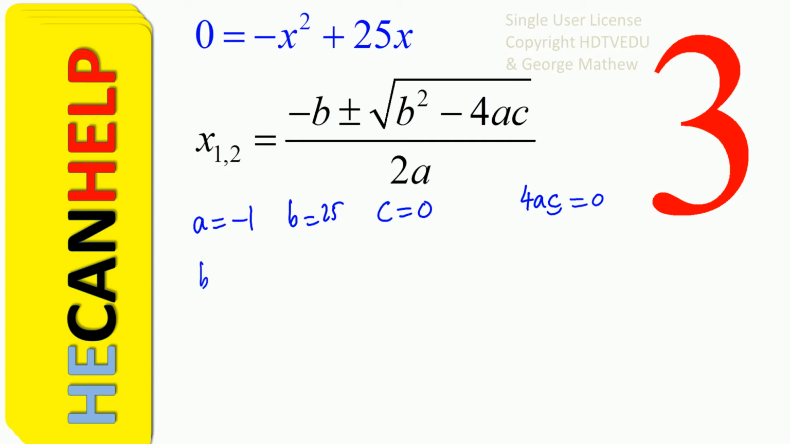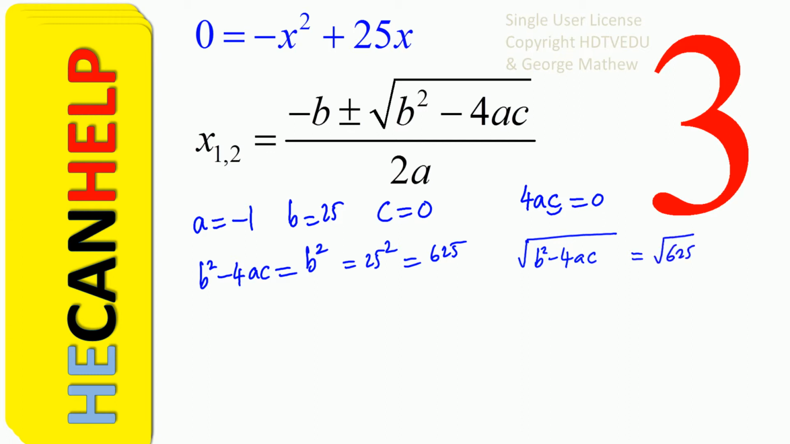So what is b squared minus 4ac? It will be just b squared. Anytime you have c equal to 0, 0 times anything is 0. So what is b squared? b squared is 25 squared, and that is 625. And what is the square root of b squared minus 4ac? That is just the square root of 625, and that is 25.